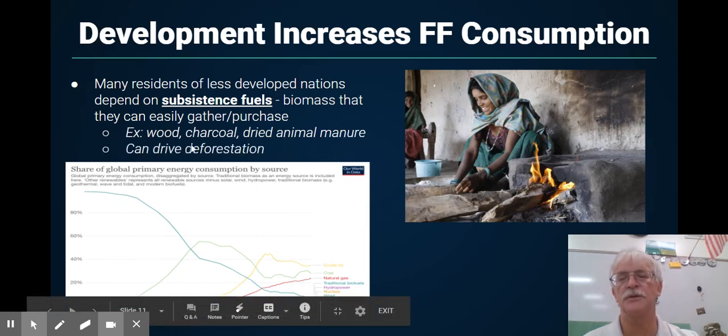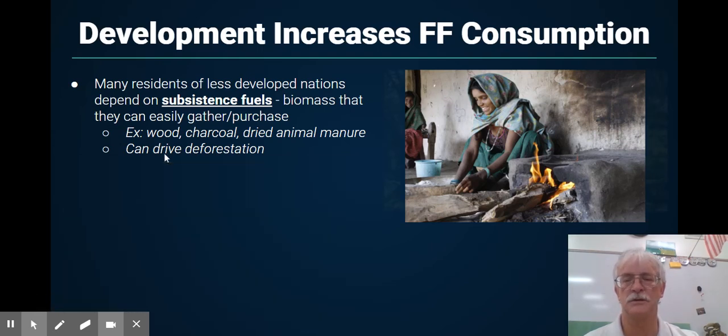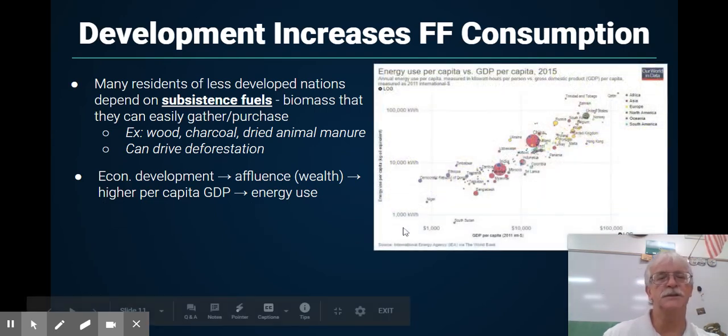If you're a less developed country, you're more likely to use wood and charcoal, like we used in the United States 100 or 200 years ago. But this can lead to deforestation. As we develop countries, we increase our affluence, our wealth, which means more money per person, and therefore we use more energy. You can see here that on a wealth per person axis, as we go from 1,000 to 10,000 to 100,000, the amount of fuel we use goes up. The amount of energy per person goes up.